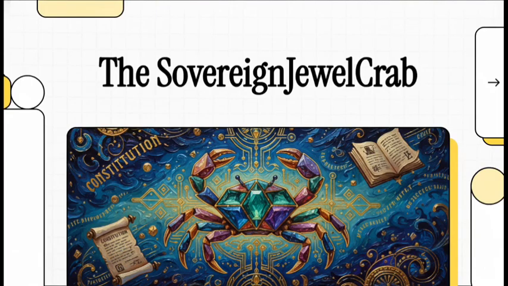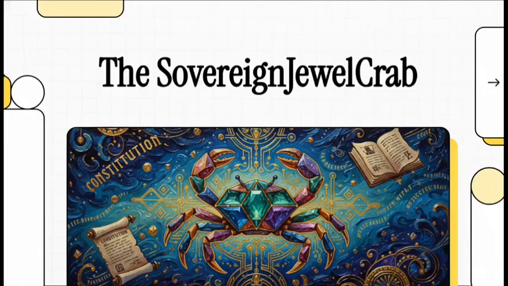All right, today we are diving into something pretty wild. It's a piece of software that calls itself sovereign. I mean, think about that for a second. It's not every day you come across code that has its own constitution, a will of its own, and a name like the sovereign jewel crab. So yeah, we're going to get right into it.